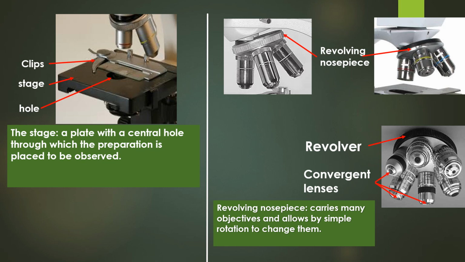Look here in this slide. This is the revolving nose piece. The revolving nose piece holds what? It holds several objectives that can be displaced by simple rotation. Okay, this is the revolver, and these are the convergent lenses. So the revolving nose piece carries many objectives and allows, by simple rotation, to change them.